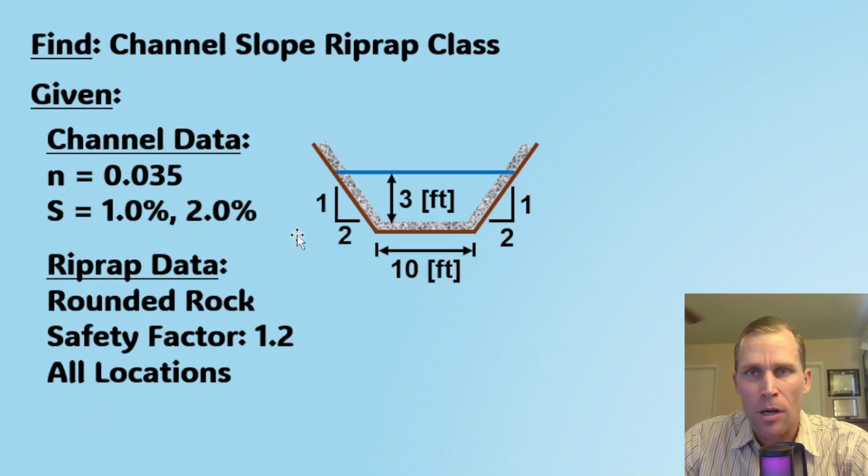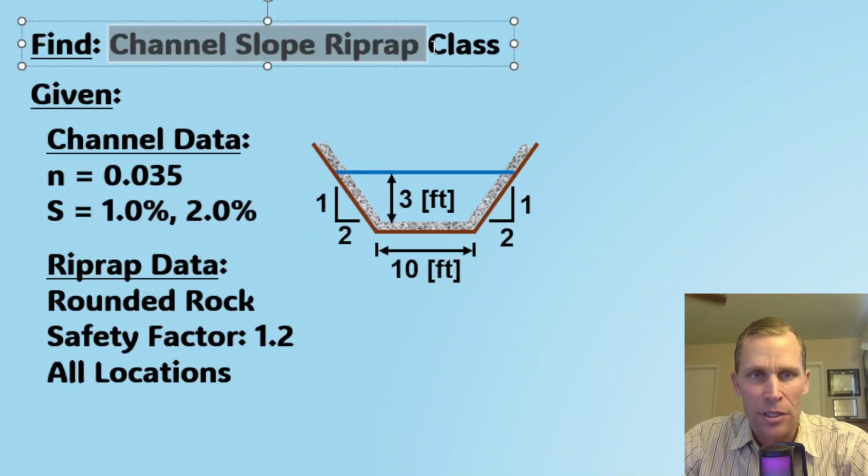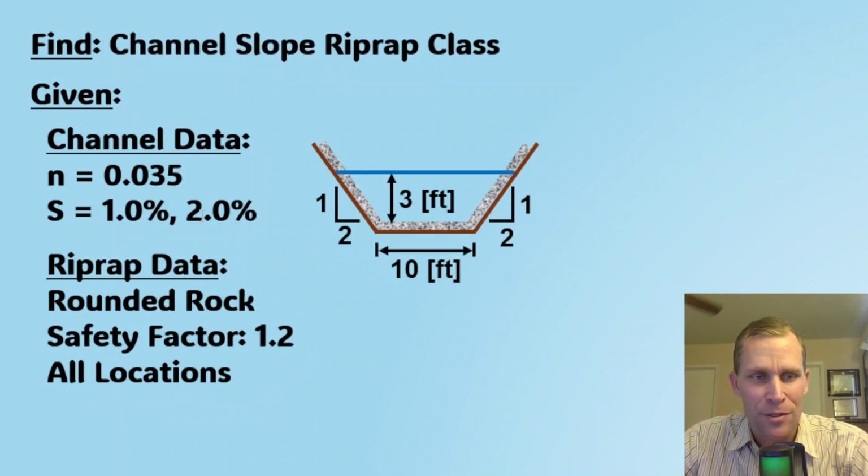So this is the problem statement. We're asked to find the specific riprap class for the different slopes and locations. You can see we have the channel geometry right here, 3 feet of depth, 2 different slopes, and the Manning's roughness coefficient, as well as some riprap data. So let's go ahead and get started.